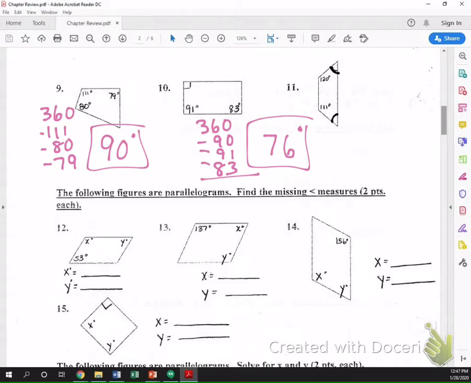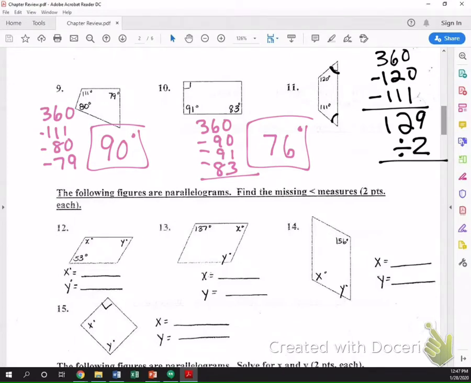And number 12, what this means right here is that there are 2 angles that are missing and they're congruent to one another. So you can write an equation calling them each x. X plus this equals 360. Honestly, I'd probably just do it more in my head, like 360 minus 120 minus 111. What does that give me? 129. And then divide that by 2. 64.5. So each of them would be 64.5 degrees. Did you do it a similar way?